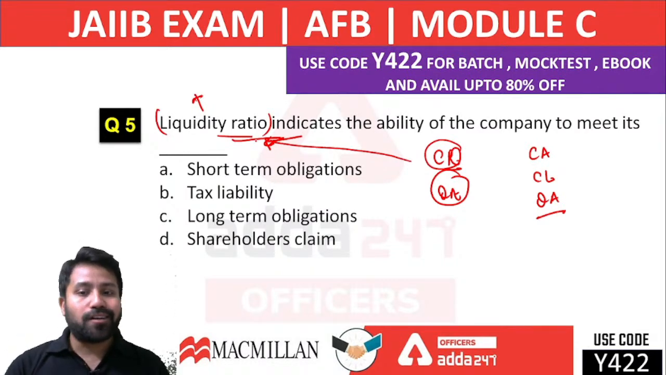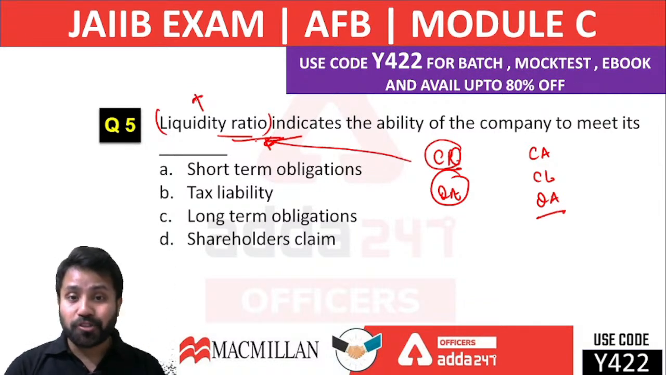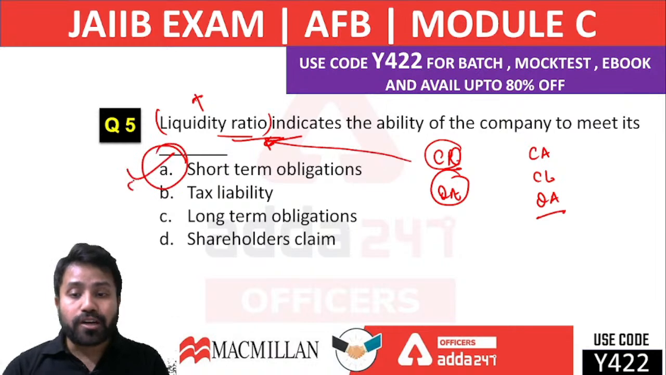So you just do not need to memorize. I often said, and I just explain how you can easily solve the questions of the ratio analysis chapter in the examination. I'm hoping that everyone understands this. And the liquidity ratio indicates the ability of the company to meet its short term obligations, and that would be the correct answer for this question.